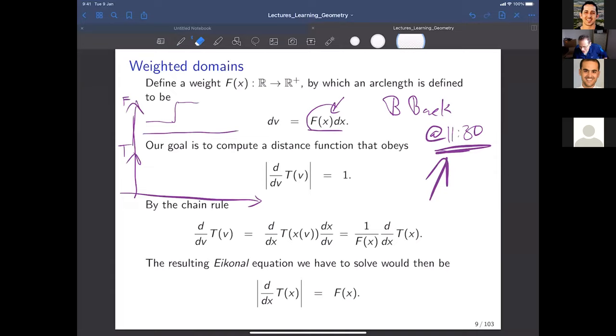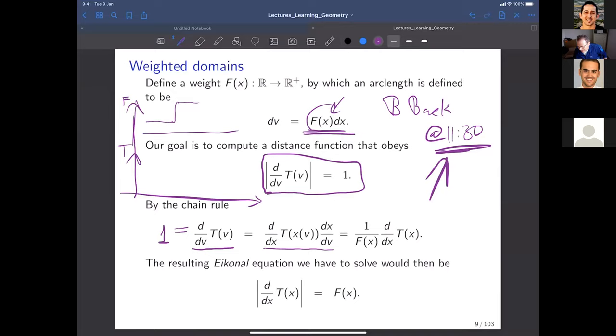Now the question is, how should the gradient of the function look when the domain is weighted by this f function? Remember that the distance gradient is equal to one almost everywhere. So we take a derivative of t with respect to v and use the chain rule to get this equation. We know that this one is equal to one, and at the end of the day, dx over dv is equal to nothing but one over f. So the gradient of my distance function is proportional to the cost.